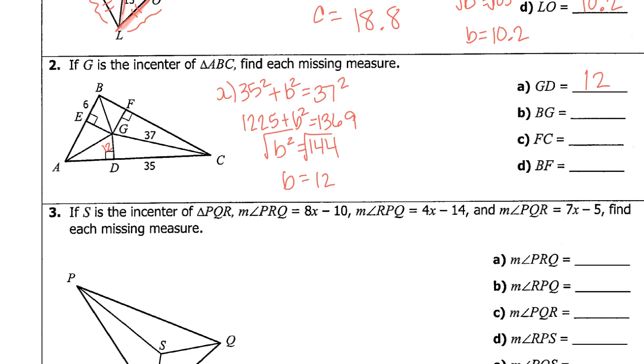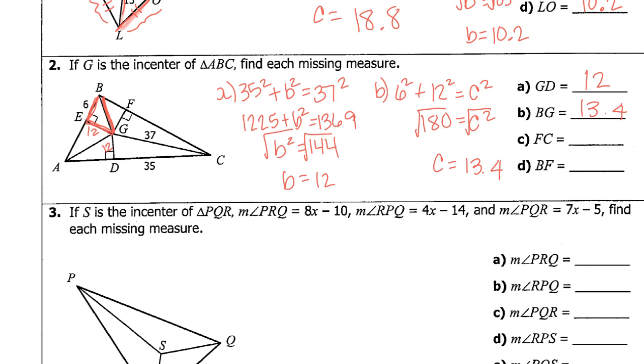Next, I need to find B. So that length is also not congruent to anything else. So I'm going to use Pythagorean theorem, and here's my triangle, because that's the triangle that has BG. So I have 6 squared plus 12 squared, because EG is 12, since it's the same as GD, and that equals C squared. I'm trying to find my hypotenuse. All right, so I get 13.4.